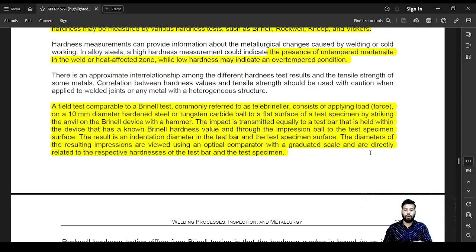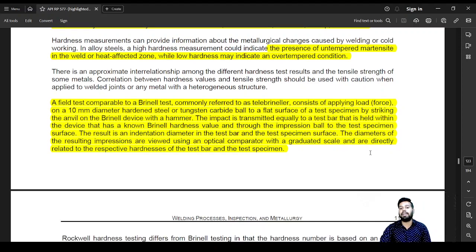So basically you have a ball, you press that ball on the surface, you see an impression, you measure that impression, and you can identify the Brinell hardness value out of it. The result is an indentation diameter in the test specimen surface. The diameter of the resulting impression is viewed using an optical comparator with a graduated scale and is directly related to the respective hardness of the test specimen.